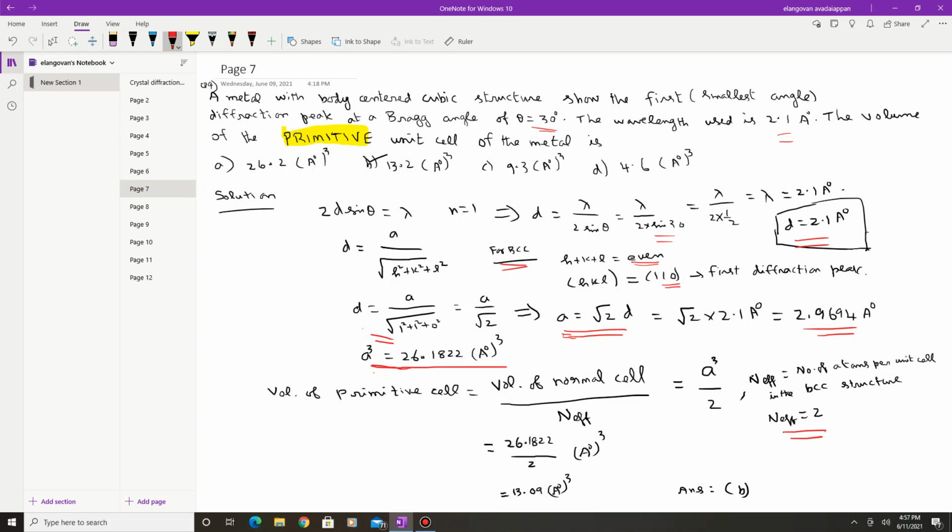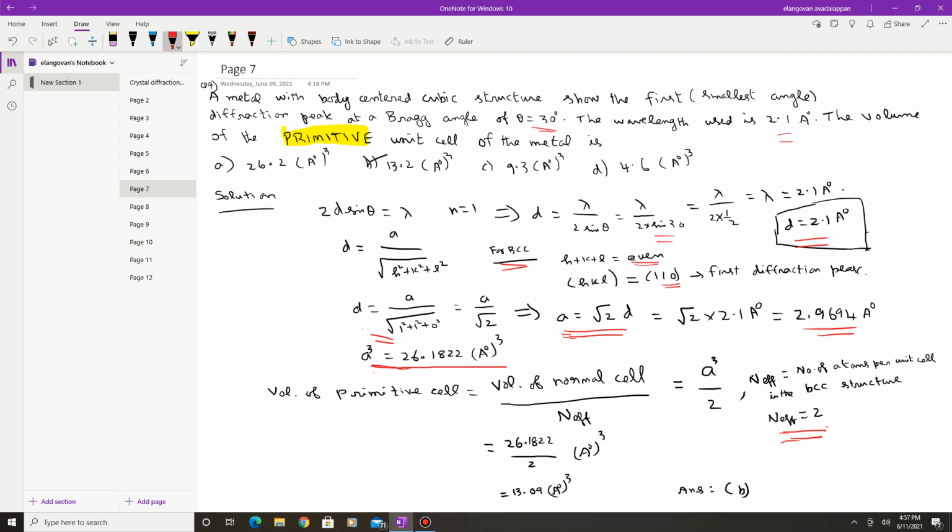Since there are 8 atoms, the contribution of the corner atoms is 8 into 1 by 8, which is equal to 1. Already there is 1 atom at the center of the cell, the body center position. So the total number of atoms per cell is 1 plus 1, 2. So the effective number of atoms per cell is 2 for a BCC crystal, which we have discussed earlier.